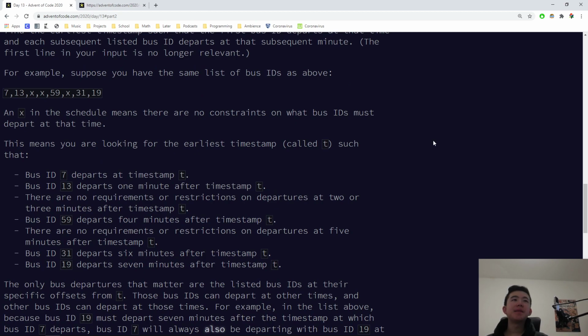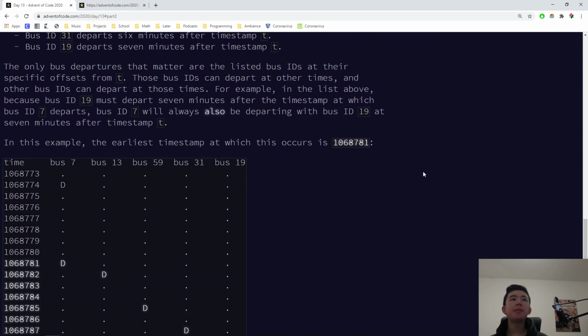7, 13, X, X, 59, X, 31, 19. An X in the schedule means that there are no constraints on what bus IDs must depart at that time. This means that you are looking for the earliest timestamp called T, such that bus ID 7 departs at timestamp T, bus ID 13 departs 1 minute after timestamp T, there are no requirements or restrictions on departures at 2 or 3 minutes after timestamp T, bus ID 59 departs 4 minutes after timestamp T, and so on.